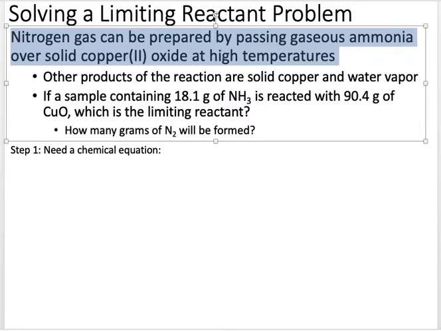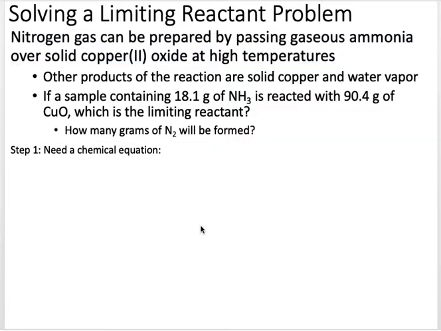We're going to start moving away from giving you the formulas, and you're going to have to take the word problem and turn it into a chemical equation. So we have nitrogen gas can be prepared by passing gaseous ammonia over solid copper 2 oxide at high temperatures. Other products in the reactants are solid copper and water vapor. And then the question goes on to say, if a sample containing 18.1 grams of NH3 is reacted with 90.4 grams of the copper 2 oxide, which is the limiting reactant, how many grams of N2 will form?